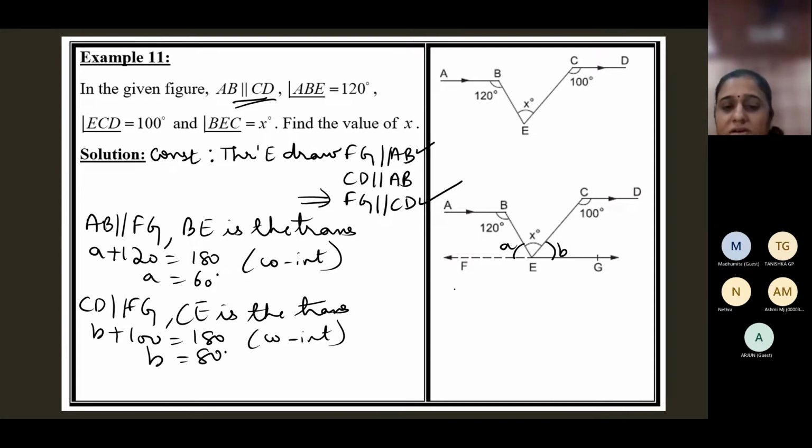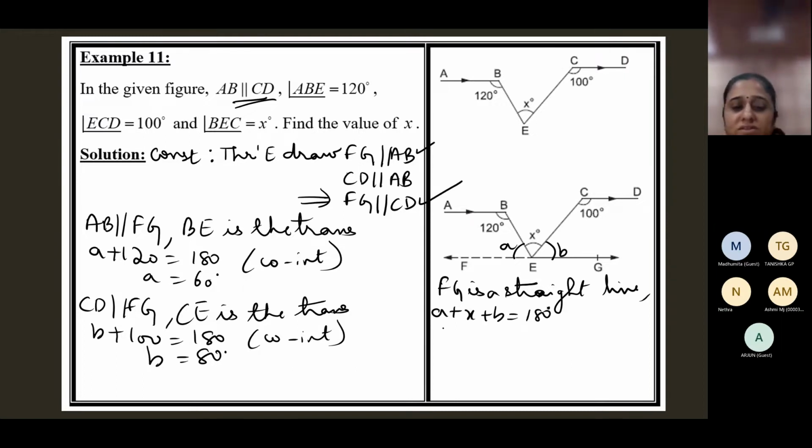I'm continuing here. So now we know that FG is a straight line. So we have A plus X plus B is equal to 180 degrees. A is 60, X we have to find, B is 80, equal to 180 degrees. So X is equal to 40 degrees. 180 minus 140, which is 40.